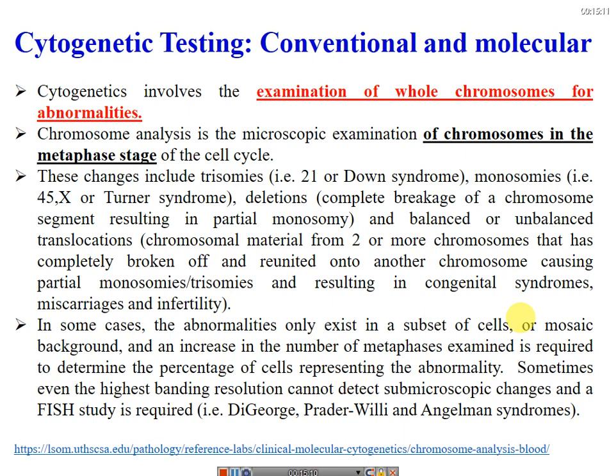The chromosomes that we use should be in metaphase of the cell cycle, because at this stage they are more condensed and the banding will be more peculiar or obvious. So we observe changes like trisomies, monosomies, deletions or additions, or balanced or unbalanced translocations.